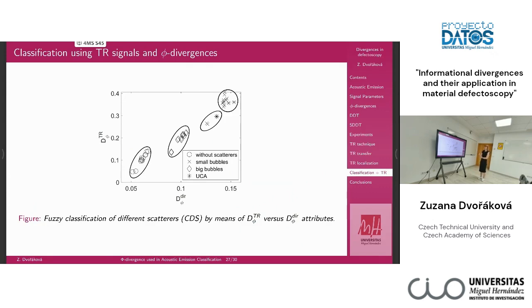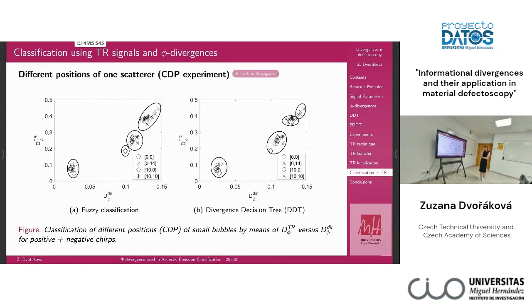classification task. And we also try to classify small bubbles in different positions. That means that we move the source of the bubbles in the water tank and we try to classify the position of the small bubbles. In this case, fuzzy classification was not so good because it classified these two outliers like one cluster and put these two together.